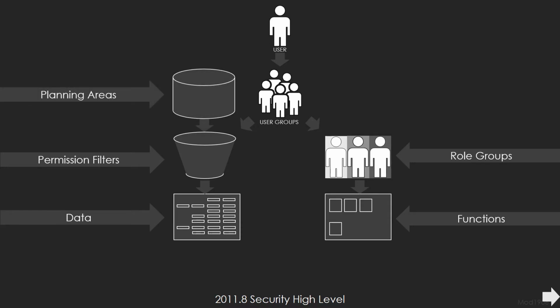The idea here is that a planning area where all the data sits is going to go through a permission filter, and you will see the subset of the data at the end based on your permission filters. And the idea with role groups is we have something called business catalogs, which are a collection of functionalities, and one or more get assigned to a role group.